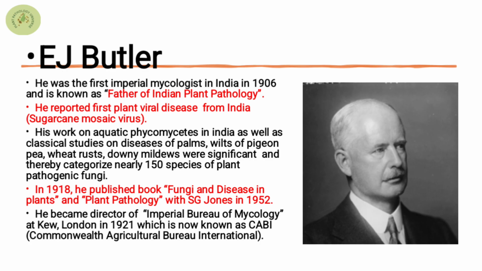Now, of his two books, one is Fungi and Diseases in Plants, the most important one, which was published in 1918, and another book he wrote with S.G. Jones in 1952, that is Plant Pathology. Okay. Then in 1921 he moved out of India as he became the director of the Imperial Bureau of Mycology, which was at Kew, England, and which is presently known as CABI, that is the Commonwealth Agriculture Bureau International, right? So this is the contribution of E.J. Butler.